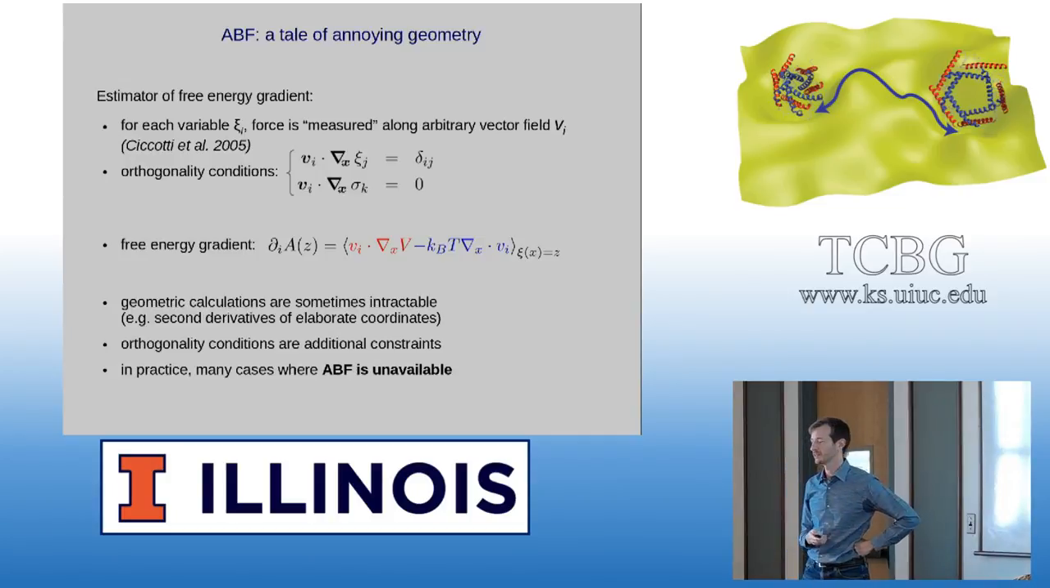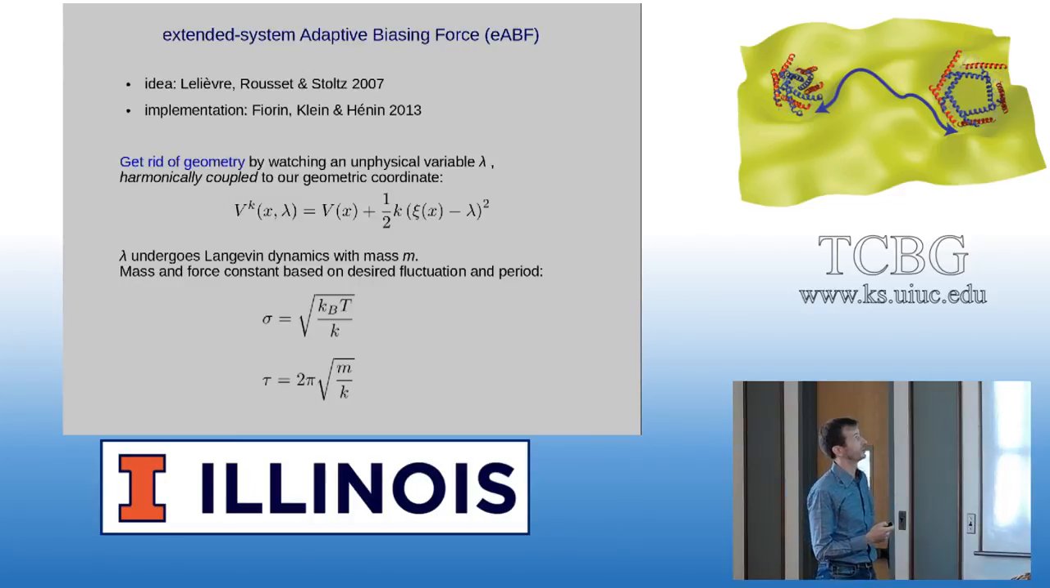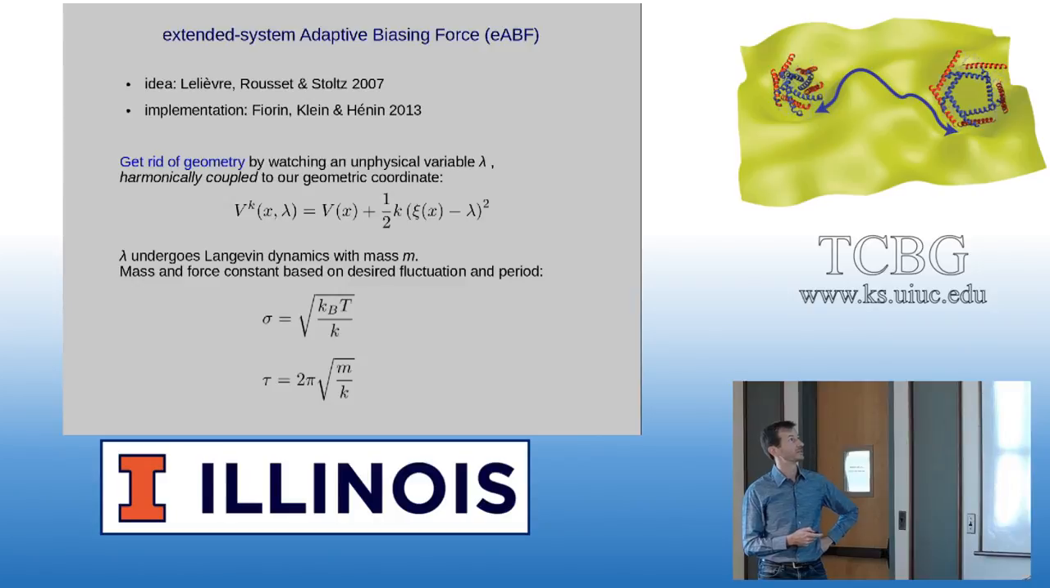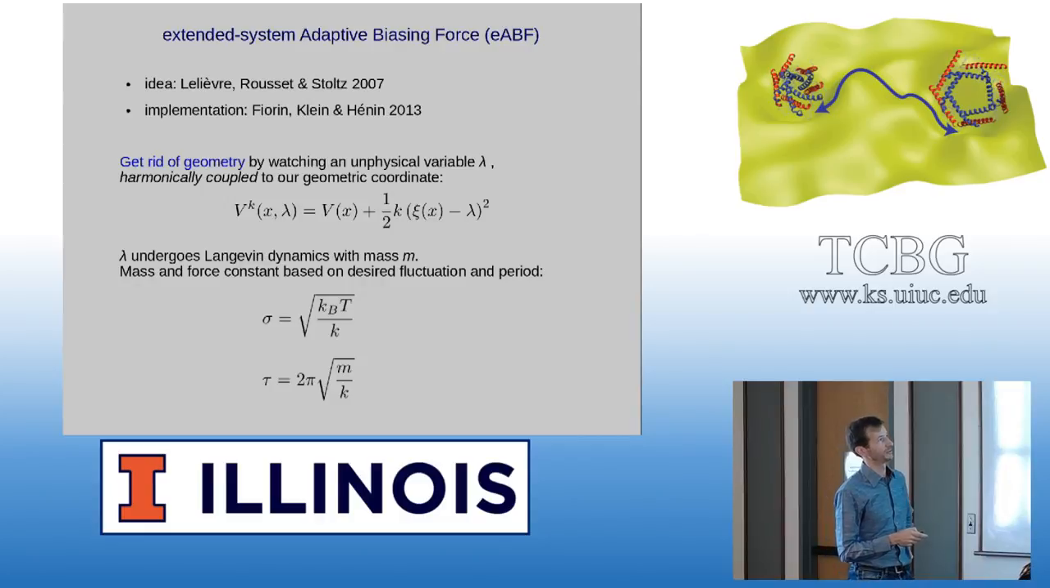So one idea that was not designed towards that, but that ended up doing the job, was this extended system ABF, which is implemented in Colvars, and was proposed initially by Tony Lelièvre. The idea is that you escape this geometrical problem by saying, let's not look at this collective variable. Let's look at an unphysical, abstract degree of freedom, which we call lambda, for instance. Instead of doing ABF on my coordinate of interest, I'm going to do ABF on lambda. But then I'll make sure that lambda stays very close to my coordinate of interest by adding this harmonic coupling. So it's essentially tying this thing to a little spring and doing ABF on the virtual particle that tracks my actual coordinate.